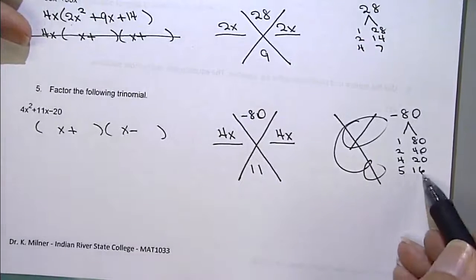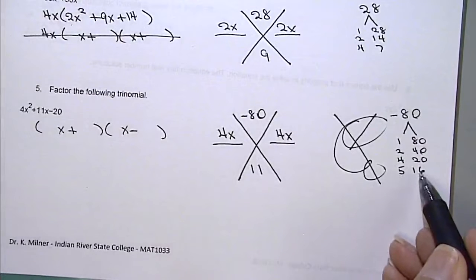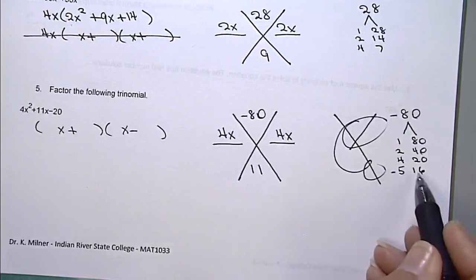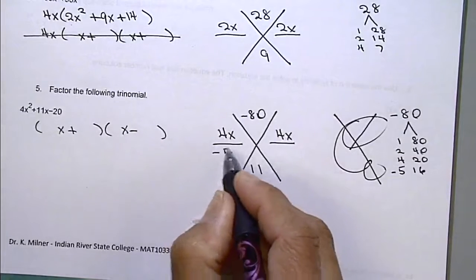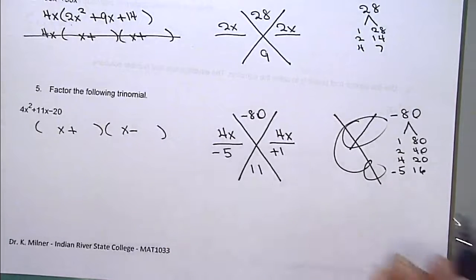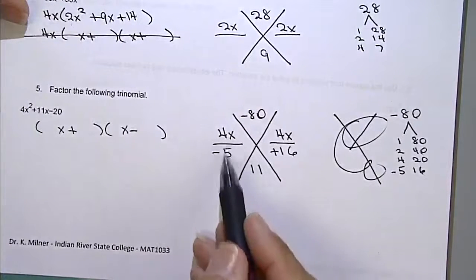So 5 and 16, one of those will subtract. I need a positive 11. So the bigger one has to be positive, doesn't it? I need to say 16 minus 5. Okay, so I'm going to put a negative 5 and a positive 16. And then I'm going to reduce them if I have to. Well, this one doesn't reduce.